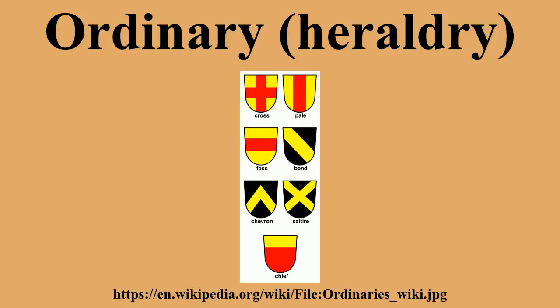Fret: interlacing bendlet, sinister and mascle. Gore: two arcs meeting in a point to form a triangular segment. Gyron: the lower half of a quarter cut diagonally, said to be an old charge, rare although there are modern examples. Orle: a bordure separated from the outside of the shield.